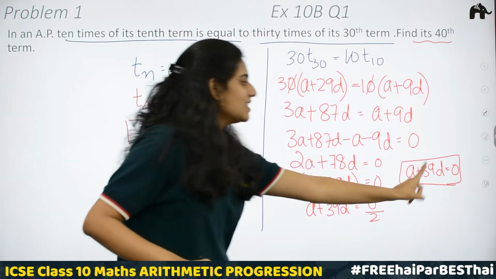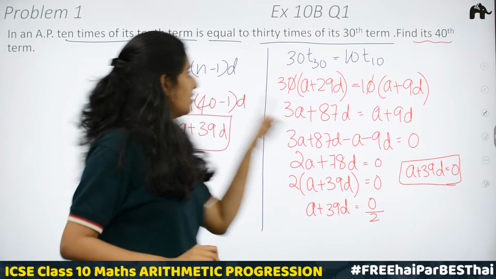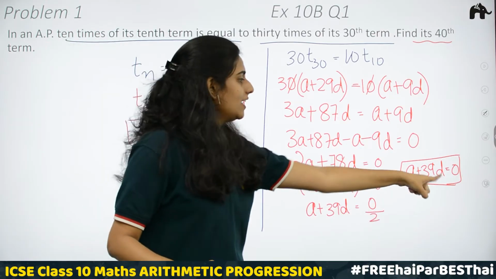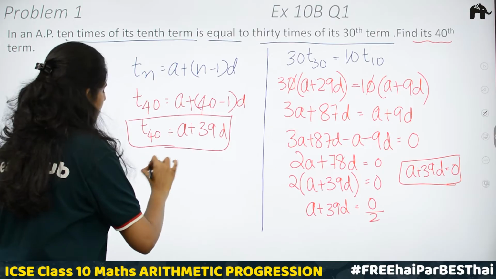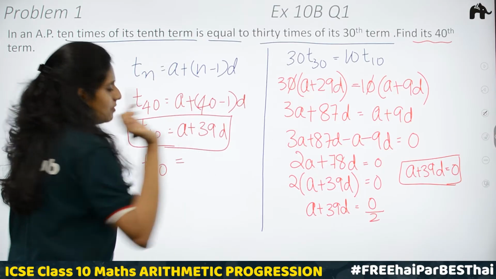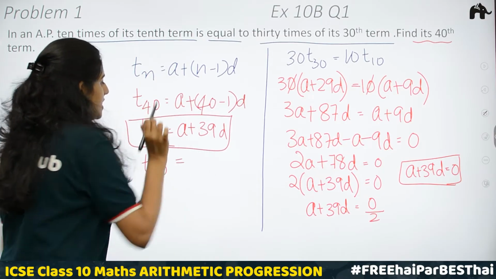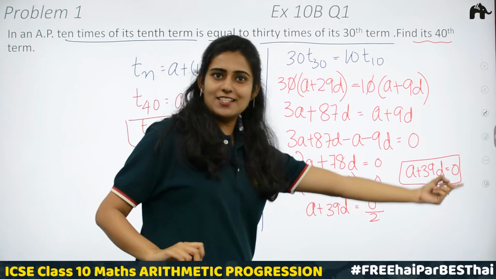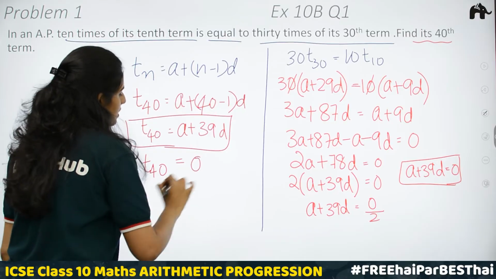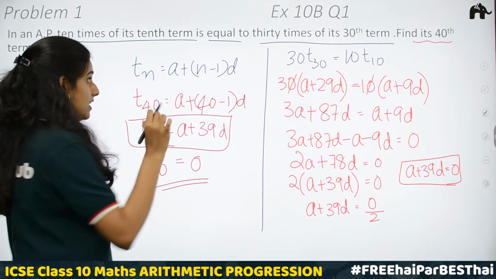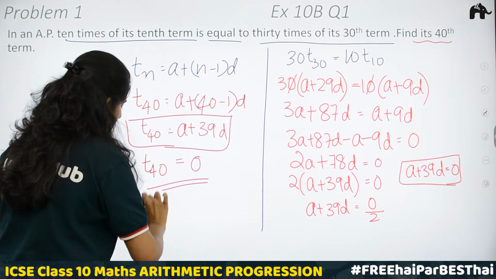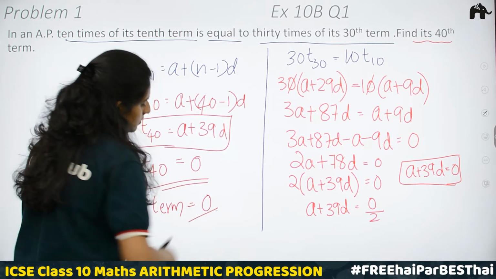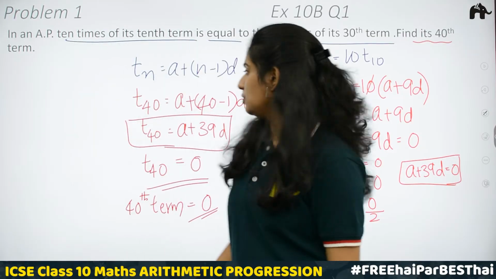Here we have A plus 39D is equal to 0. From the condition given, we have reached at A plus 39D is equal to 0. Then what is T40? What is the 40th term? If the 40th term is A plus 39D, we have already got A plus 39D is 0, which means the 40th term is equal to 0. In this case, the 40th term of the AP is equal to 0.